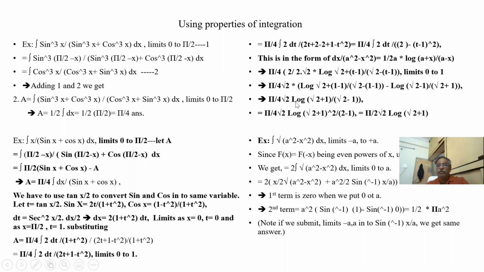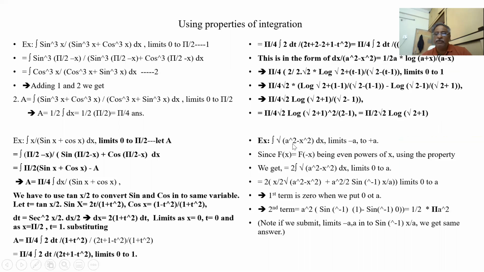When I substitute 0 to 1, what I get is pi by 4 root 2 log of (root 2 plus 1) by (root 2 minus 1). If I use the conjugate method and multiply by root 2 plus 1 on both sides, the denominator becomes a square minus b square, which is 1, and the numerator is (root 2 plus 1) whole square. The square comes out in the logarithm, because log of x to the power n is n log x. So the 2 comes here, and this becomes pi by 2 root 2 log of (root 2 plus 1). Okay.